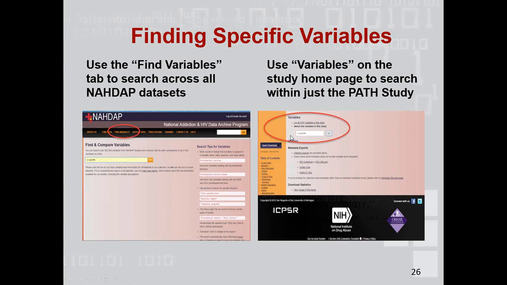Or if you are on a study homepage, such as the PATH study, and you go down to the bottom of the study description, you will see a variables section. From this section, you can list all of the variables available in the study, or you can search for individual variables within this study only.